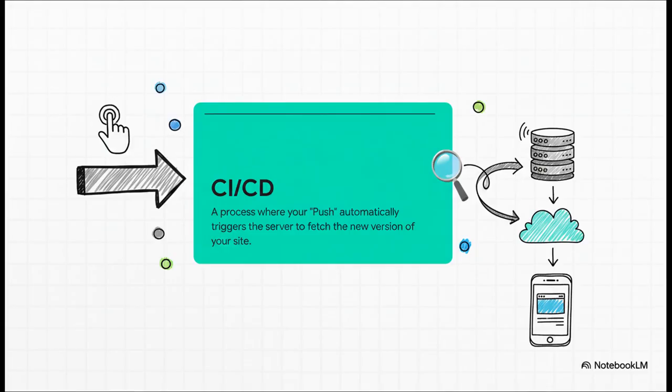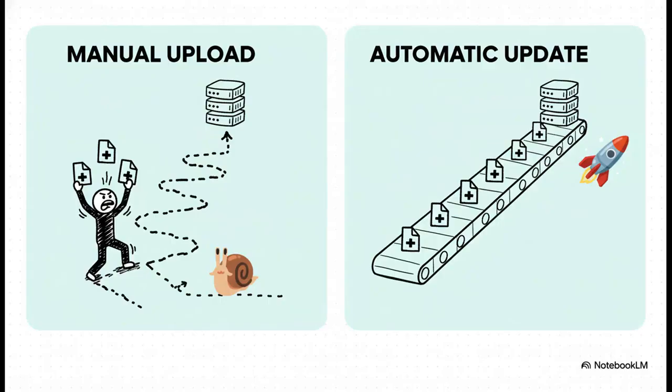Your server is basically listening for that push. The second it sees it, it automatically springs into action, grabs the latest version of your code, and deploys it. It's totally hands-free. I mean, this comparison really says it all. The old way was dragging and dropping files with FTP. It was slow, and it was so easy to mess up. The modern way, with Git and CI/CD, is just this smooth, automated pipeline. It's fast, it's reliable, and it's how the pros do it.